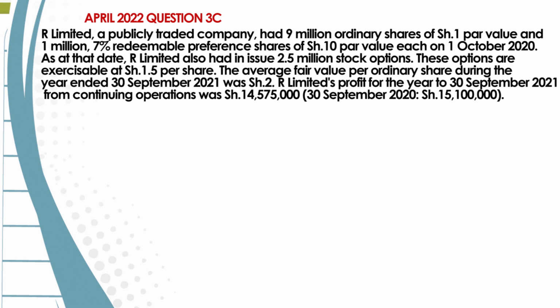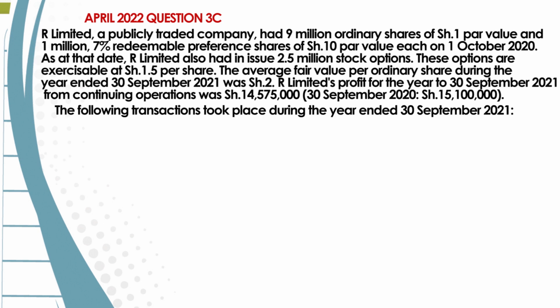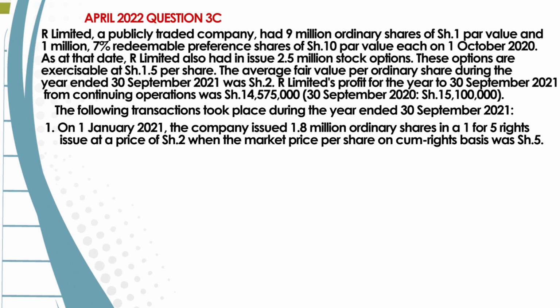A Limited's profit for the year which ended 30th September 2021 from continuing operations was 14,575,000, and the profit for the year which ended 30th September 2020 was 15,100,000. The following transactions took place during the year ended 30th September 2021. 1. On 1st January 2021, the company issued 1.8 million ordinary shares in a 1-for-5 rights issue at a price of 2 when the market price per share on a cum-rights basis was 5.